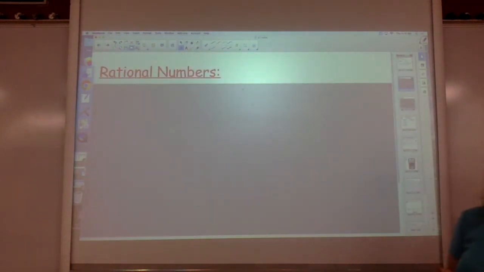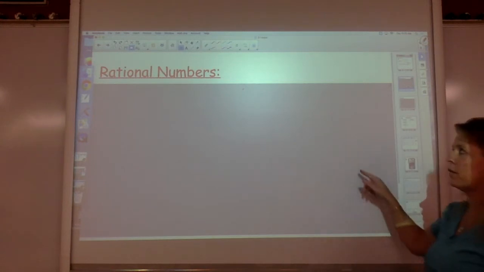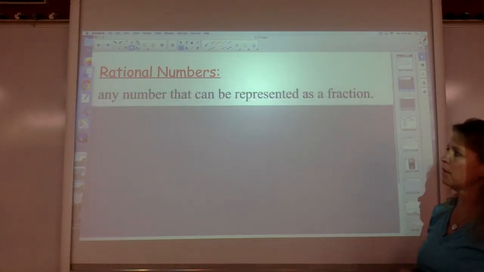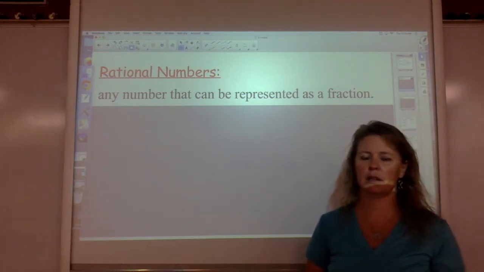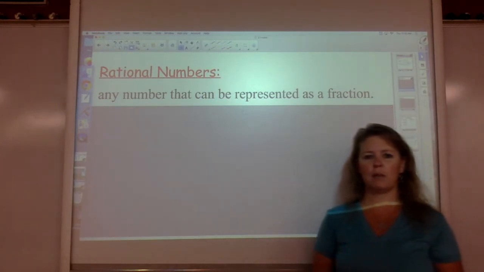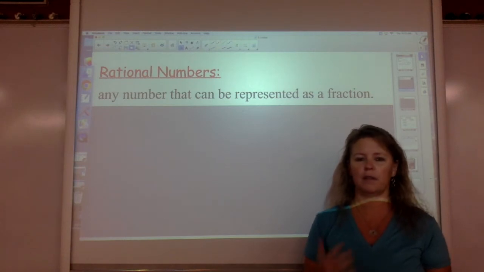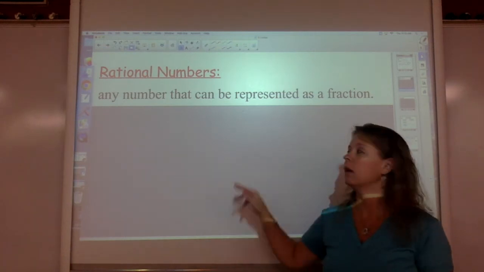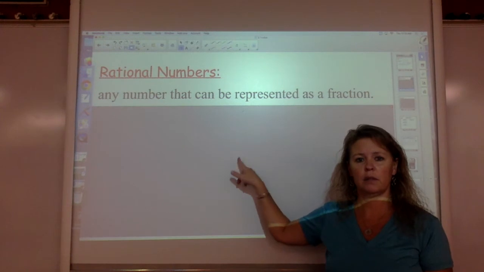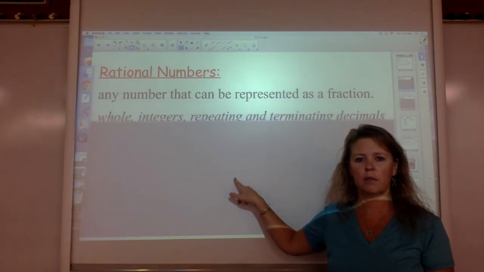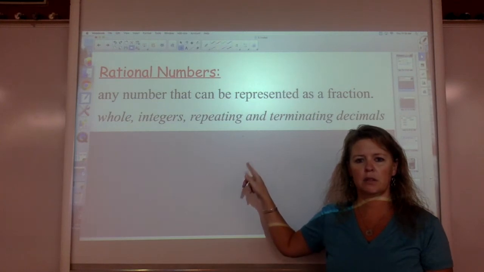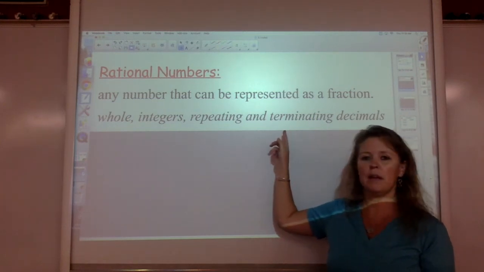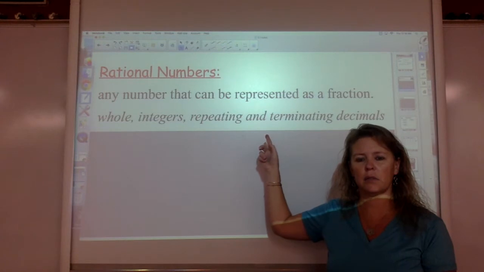Other vocab, rational numbers. So what do we call them if they're not whole numbers? They are rational numbers. Any number that can be represented as a fraction is a rational number. So if it can be 2/3, if it can be 1/8, if it can be 7 and 7/15, and it can also be negative. So negative 2/3, negative 1/4. They can be whole. They can be integers. And repeating and terminating decimals.